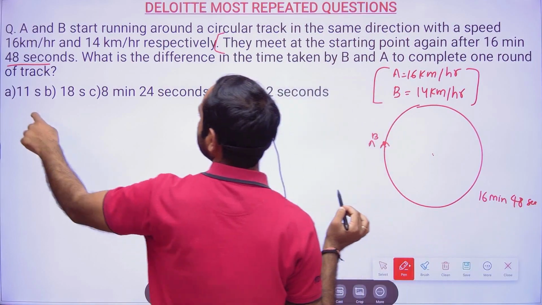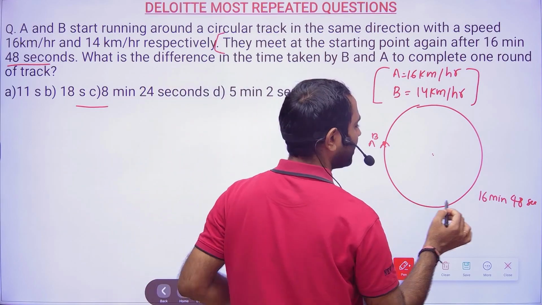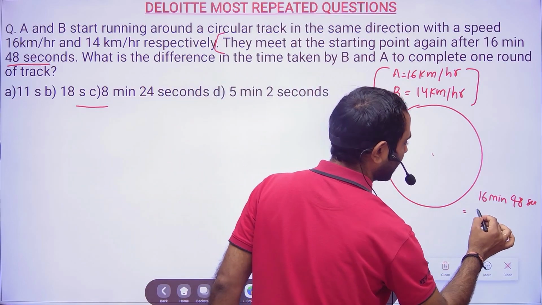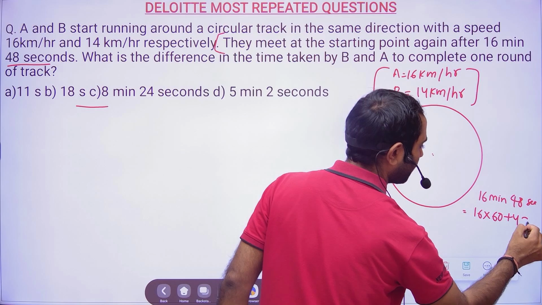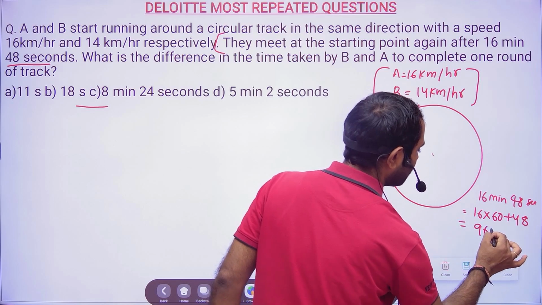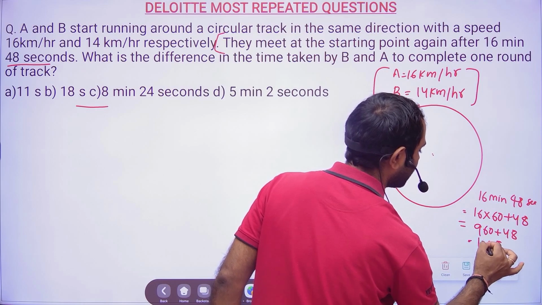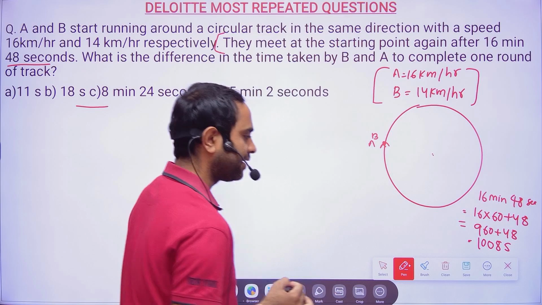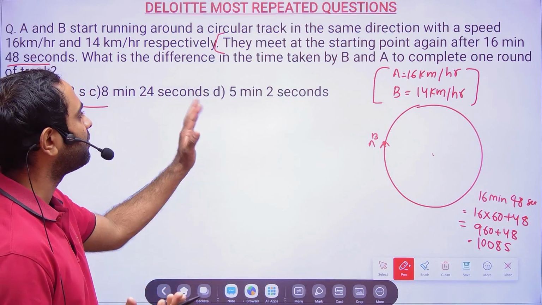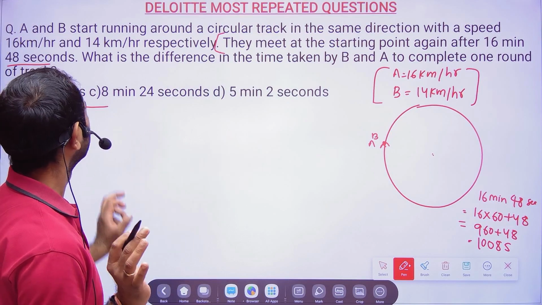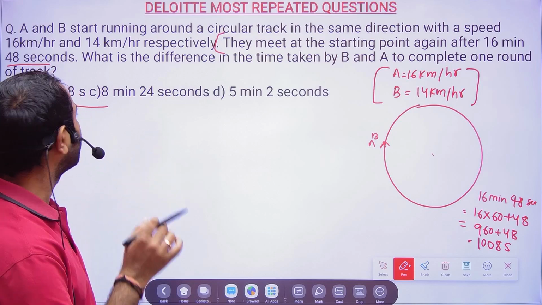All your options are in seconds, not minutes. So we will convert it to seconds. 16 into 60, since 1 minute is 60 seconds, plus 48 seconds. 960 plus 48 will be nothing but 1008 seconds. After 1008 seconds, they will meet. This is the information they have given. They're asking what is the difference in the time taken by B and A to complete one round.